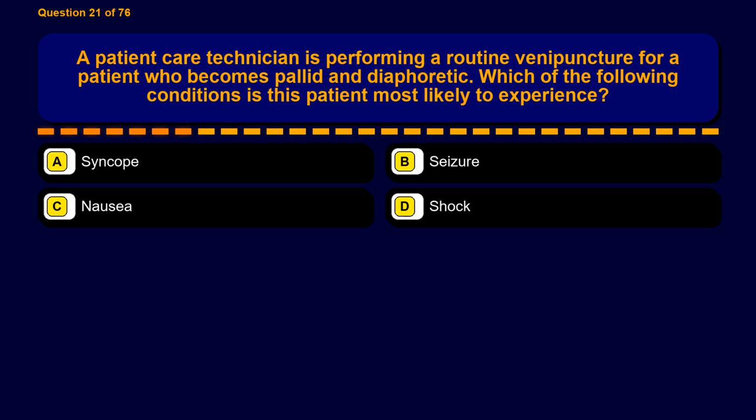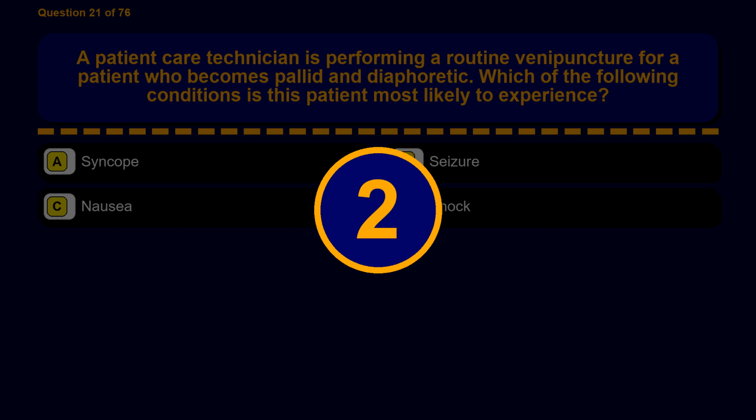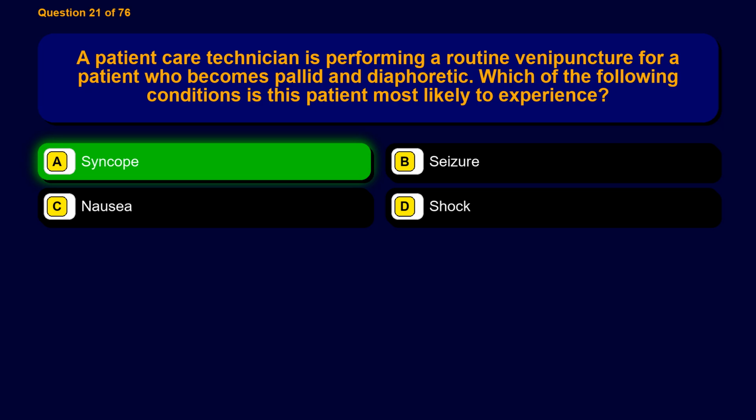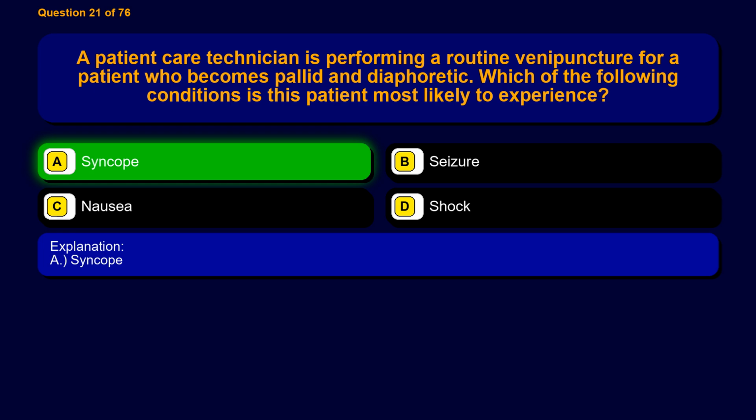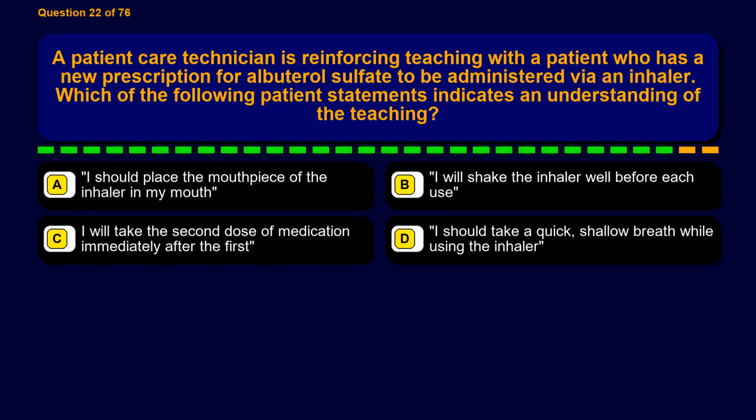Option A, syncope. Option B, seizure. Option C, nausea. Option D, shock. The correct answer is option A, syncope. Question 22. A patient care technician is reinforcing teaching with a patient who has a new prescription for albuterol sulfate to be administered via an inhaler. Which of the following patient statements indicates an understanding of the teaching?